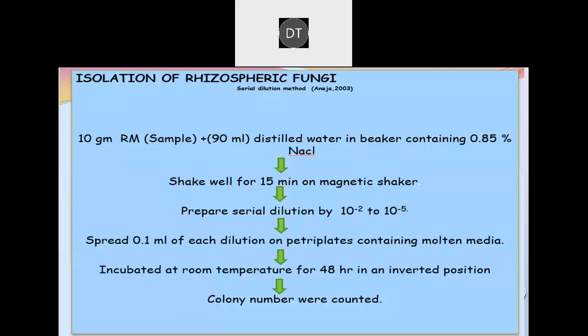Isolation of the rhizospheric fungi. This is the protocol used for the isolation of the rhizospheric fungi. 10 grams of the rhizospheric sample plus 90 ml of distilled water in a beaker containing 0.85% NaCl. Shake well for 15 minutes on the magnetic shaker. Prepare serial dilutions from 10 to the power minus 2 to 10 to the power minus 5, and spread 0.1 ml of each dilution on a petri plate containing molten PDA agar. Incubate at room temperature for 48 hours in inverted position. Colony numbers were counted daily.